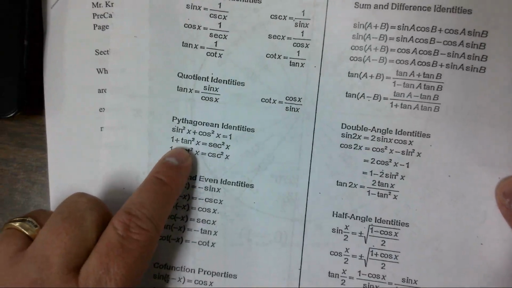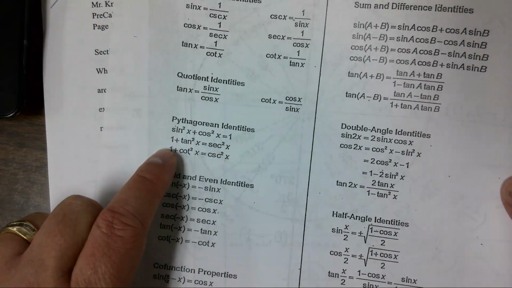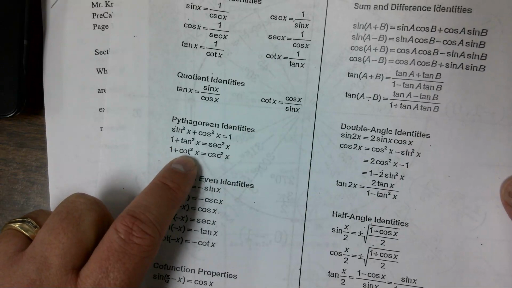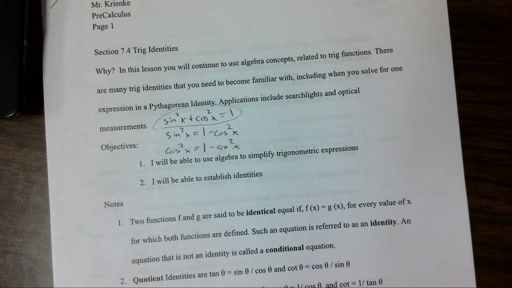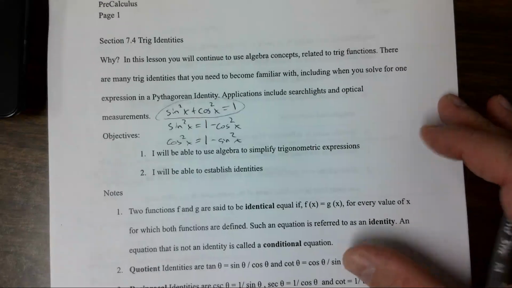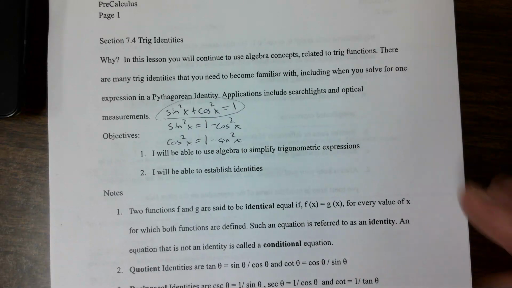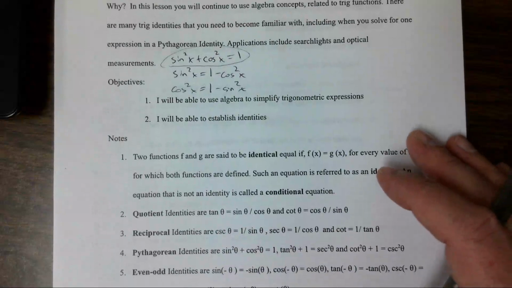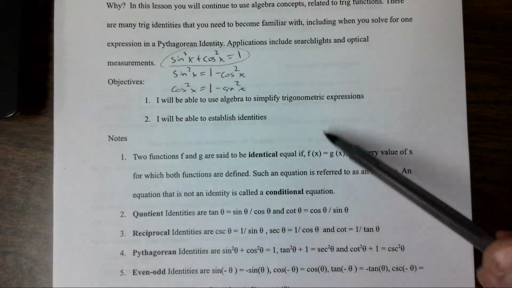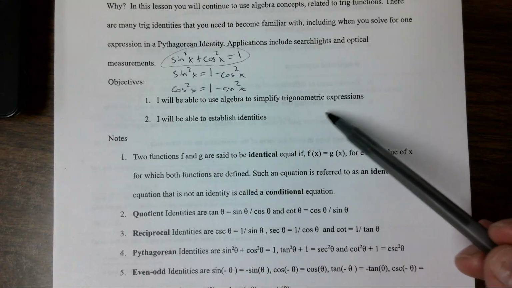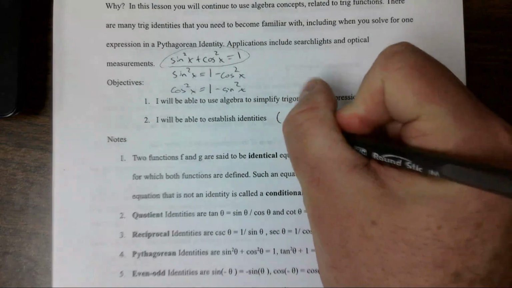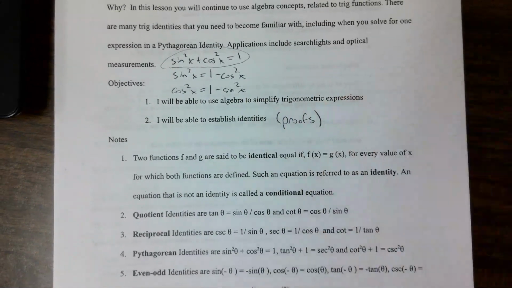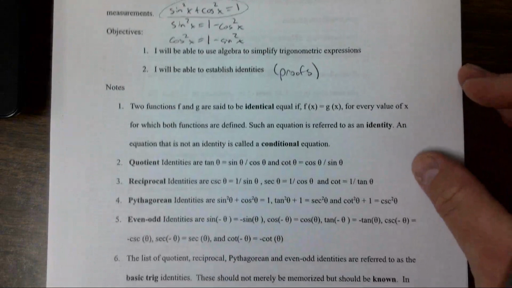Like on this one, you could solve for tan squared or solve for 1. This one you could solve for cotan squared or solve for 1. So these 3 could really turn into 9 identities. Word problems related to this would be about searchlights and optical measurements. But you basically want to use algebra to simplify trig expressions and establish identities, which means proofs, kind of like geometry.